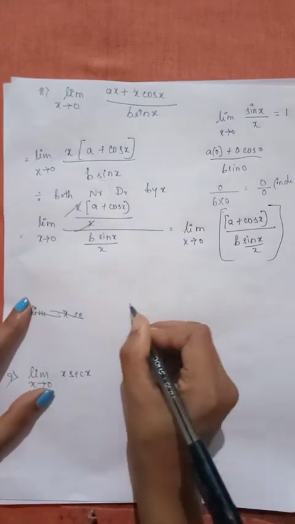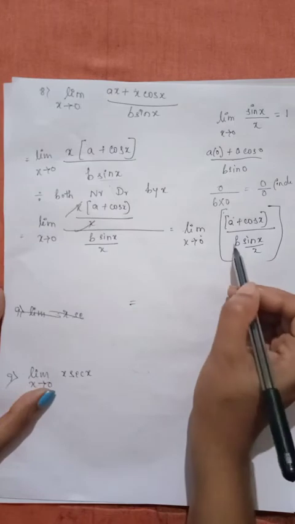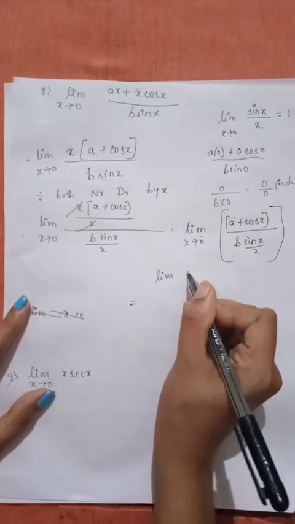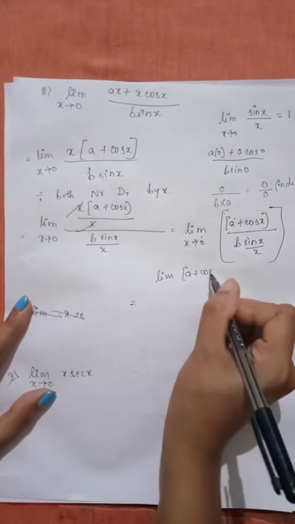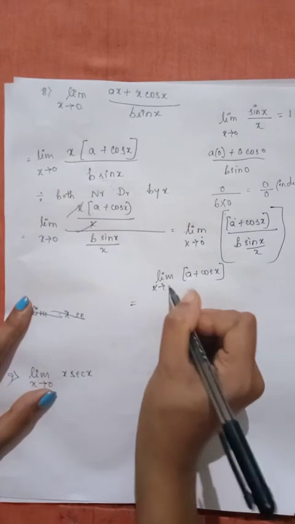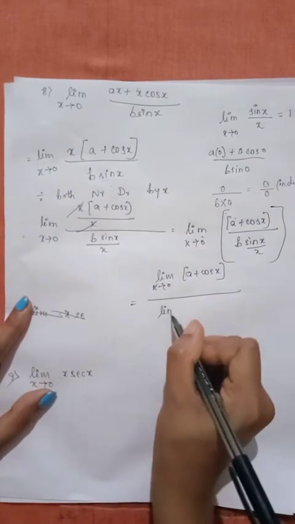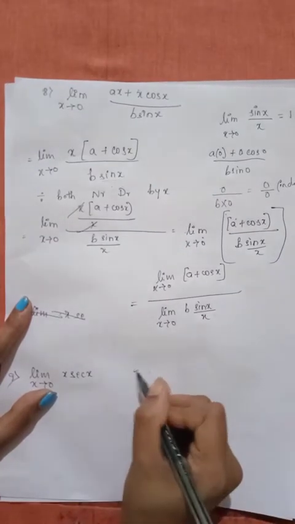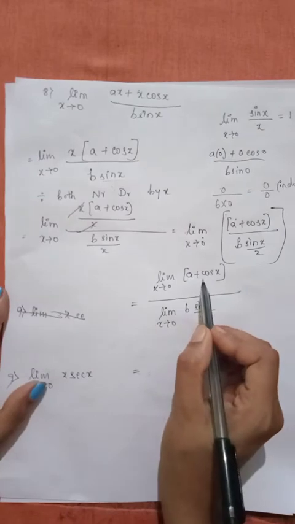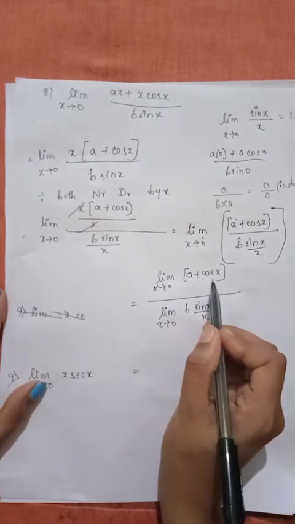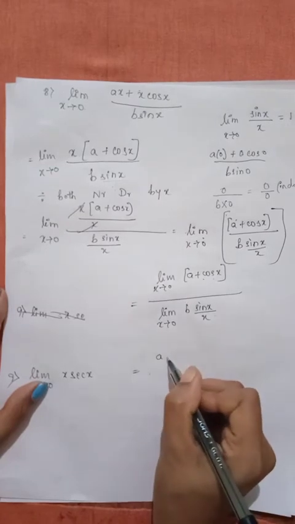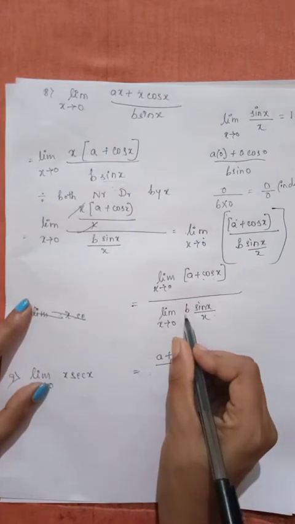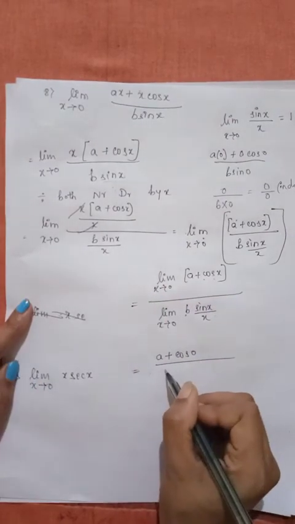If you have something like this, as I discussed earlier, you have to split the limits, that is, find the individual limits and then divide. So find the limit of the numerator, a plus cos x as x tends to 0, divided by the limit of the denominator, b into sin x divided by x as x tends to 0. For the numerator, you just put x equal to 0 wherever you have x. You don't have any x in a, so it is a plus cos 0. But when you come to the denominator, b is a constant, since a, b, c are nothing but constants, so take b outside.